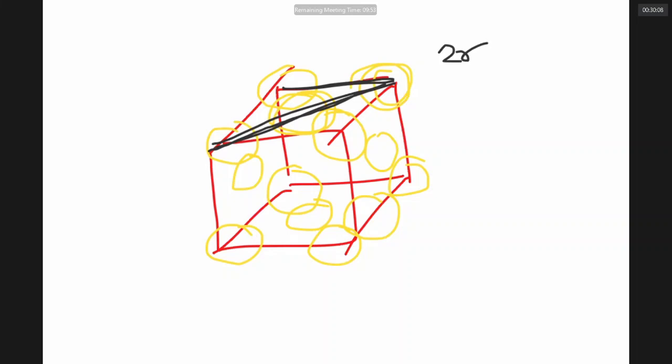Let me simply say it is A. Then it is equal to root 2A. Now, root 2A is equal to 4R. Yes or no? Can you see it clearly or any doubt?